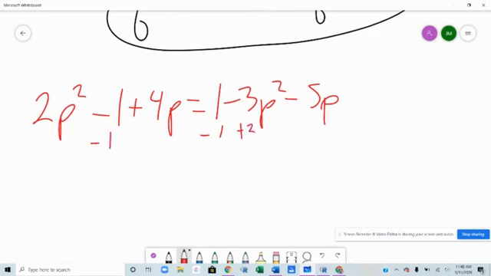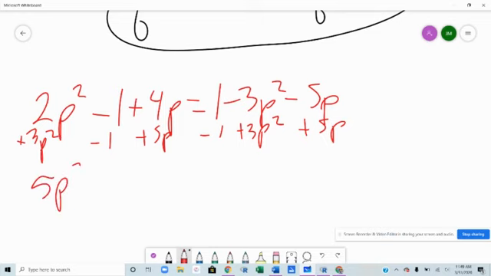We should add 3p squared to its like term, and we should add 5p to its like term. The 1 is positive, so subtract. The 3 is negative, so add. And the 5 is negative, so add. So 2p squared plus 3p squared should give you 5p squared. Negative 1 minus 1 is negative 2. It is not 0. Negative 1 minus 1 is negative 2.